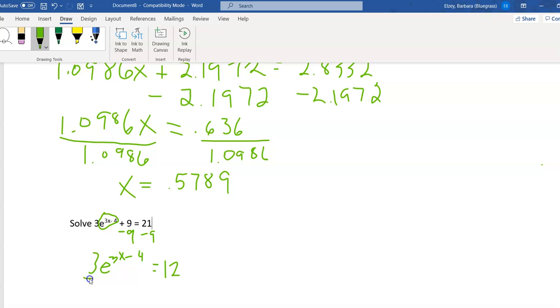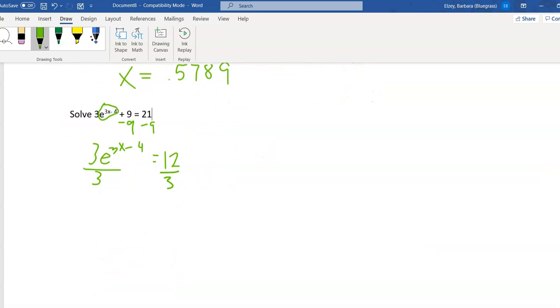All right, now there's still a number sitting in front of our base and our exponent, so we need to get rid of this number. Since it's being multiplied, we'll just divide it out, just as if that was 3x right there. And we get e to the 3x minus 4 equals 4. All right, so now we have the base and its exponent by itself on one side. Let's do step 2, which is to apply the natural log. Natural log, always in front on both sides.